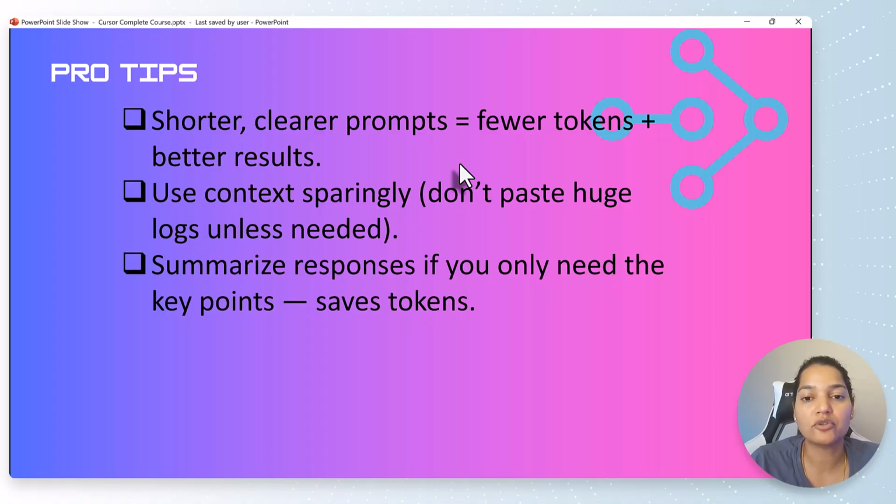Use context very sparingly. Don't paste huge amounts unless it is needed. You don't have to add too much context, because the more context you add, the more tokens will be consumed. Summarize the responses. If you only need the key points, that also saves tokens, because how many tokens are used is not only dependent on your prompt, it also depends on the response the model is giving. So if you ask for a more concise response or a summary, then fewer tokens will be used. Okay, and every time you write a prompt, your usage will be listed inside of Cursor.